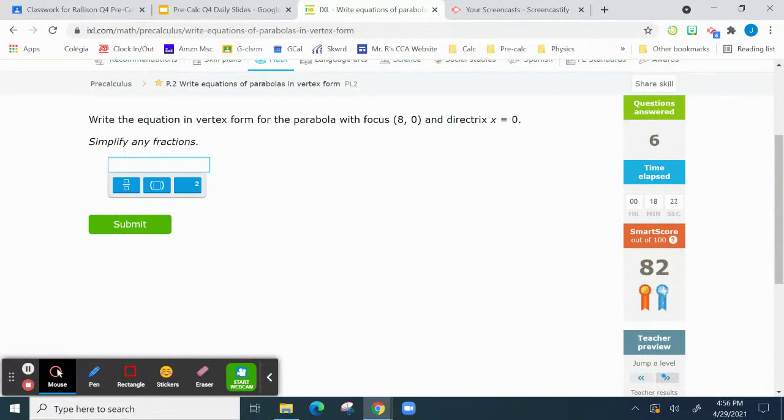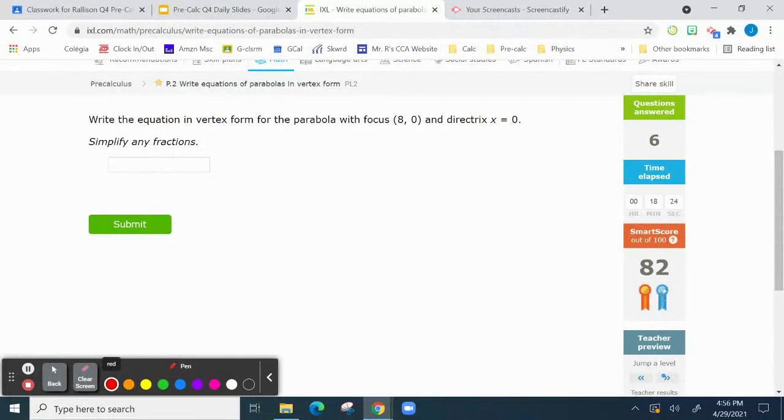Focus and directrix, I'll just get you set up here. Graph it. Focus is 8, 0, so it's right there. The directrix is x equals 0. So if x is always going to be 0, then the directrix is like that, right? Because that's where x always equals 0. Y can be anything it wants, and x is 0. So we know our h, and we know our k, and this is our p right there.